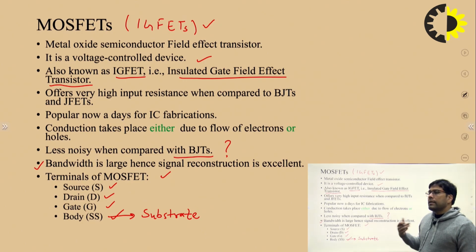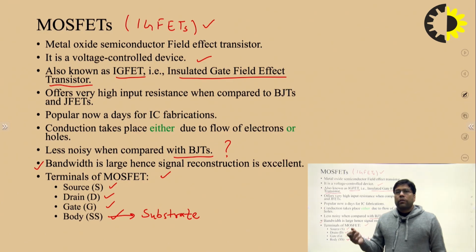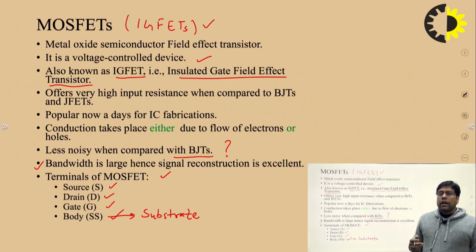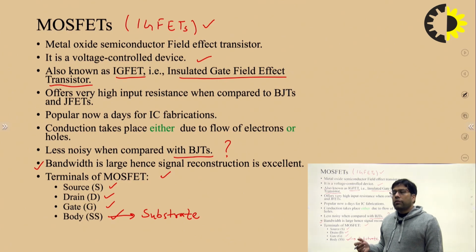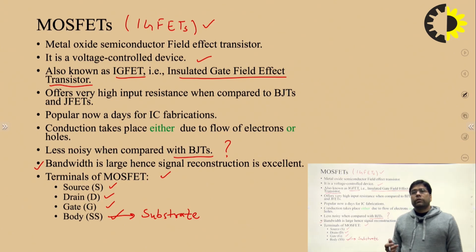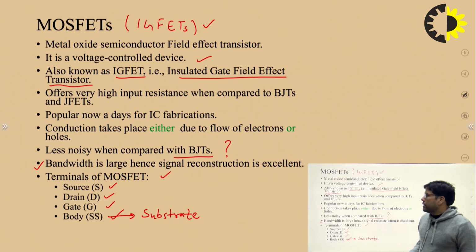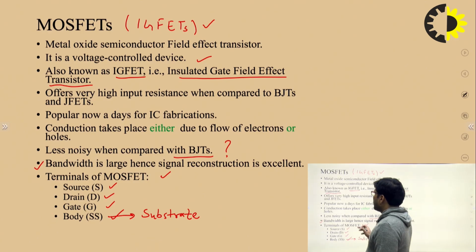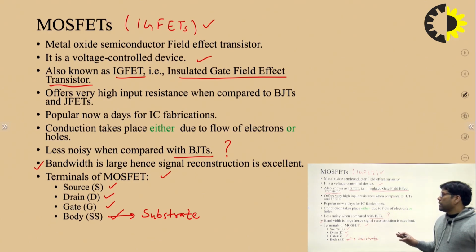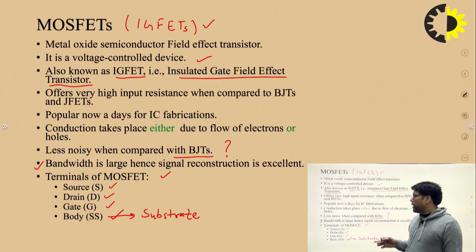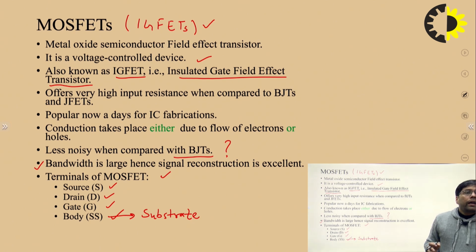So we can say there is no concept of leakage current in the case of MOSFET, while leakage current is present in the BJT. Due to the presence of leakage current, BJT is a very noisy device, while the MOSFET is a less noisy device due to the absence of leakage current. In terms of bandwidth also, it has a large bandwidth, hence signal reconstruction is excellent.